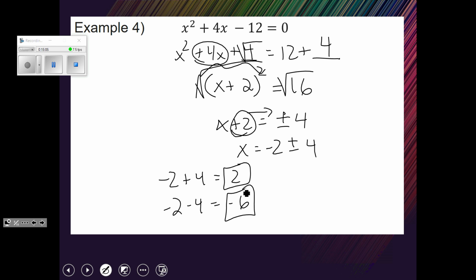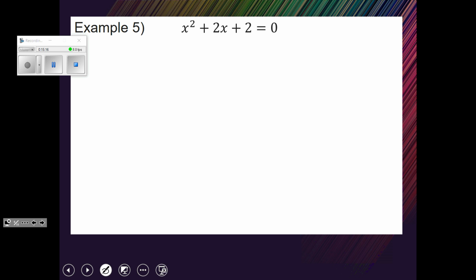Let's try some more. How many are starting to like this a lot? Like better than the formula? Do I have any that are still formula takers? And that's all right. In the end, I don't care. You've got to be able to do it one of the two ways.